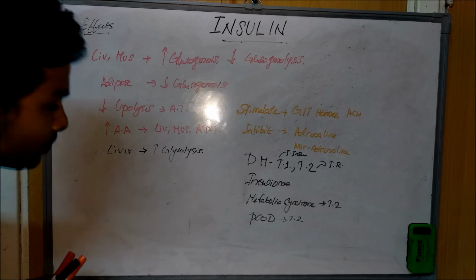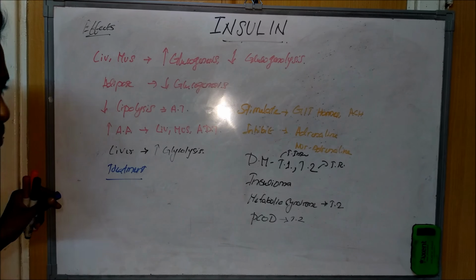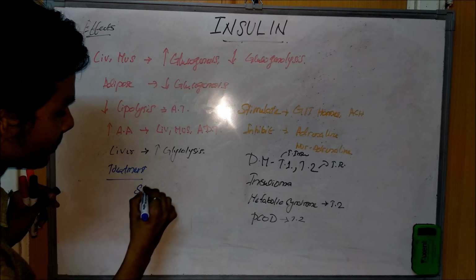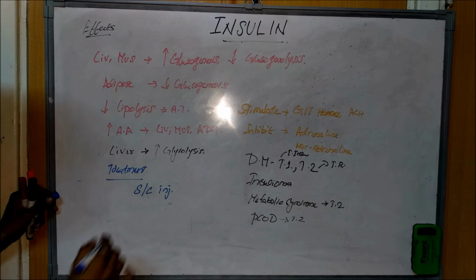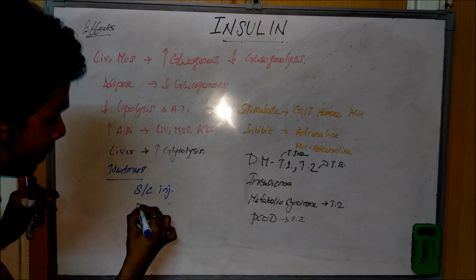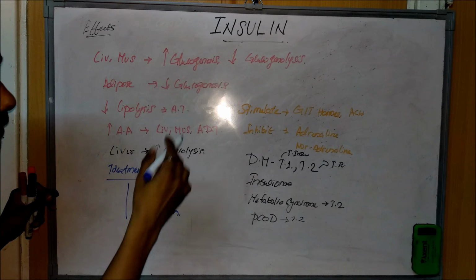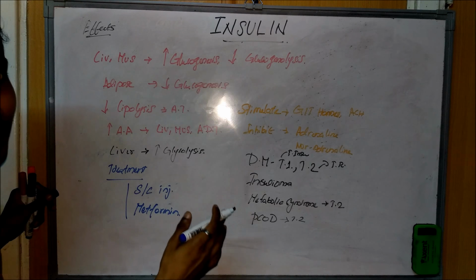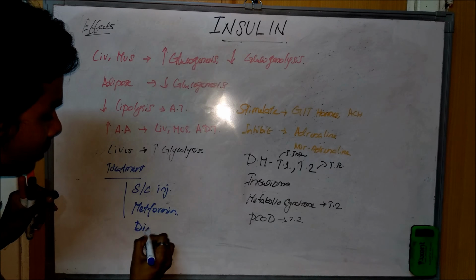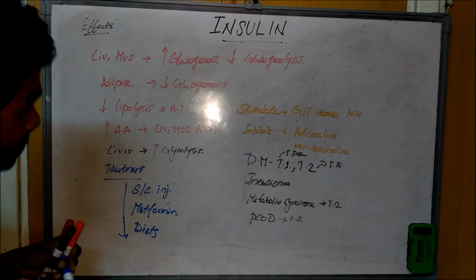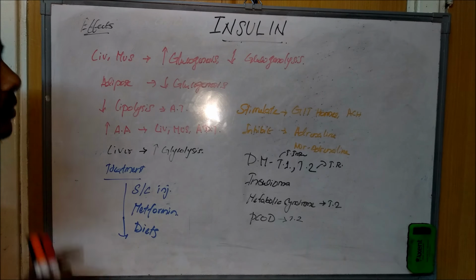So what are the treatments for diabetes mellitus? For insulin insufficiency, type 1, we will give subcutaneous insulin injections. For type 2 diabetes mellitus we will give metformin. This is the basic thing about the insulin treatment. Later on we'll see about the treatment in pharmacology and internal medicine and pathophysiology, and mostly we'll tell the diets. So I think you are clear about the basic physiology of insulin. So this is all about the insulin.